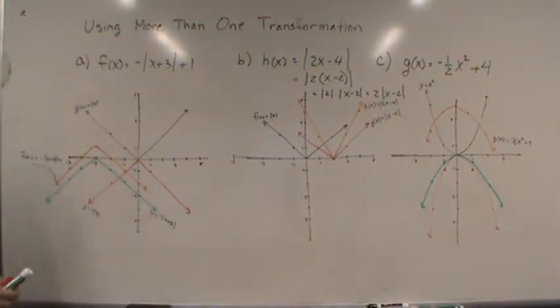Okay, and that's it. That's how you use transformations to graph a given function, starting with the basic function or parent function. And that's it.